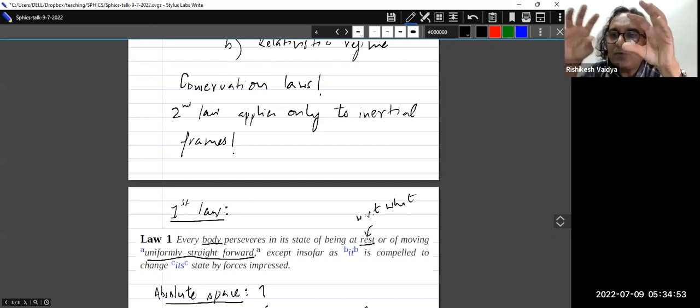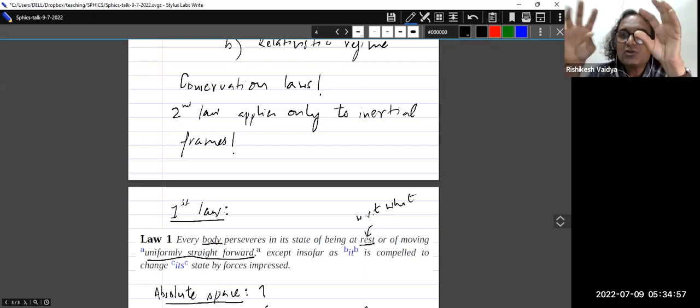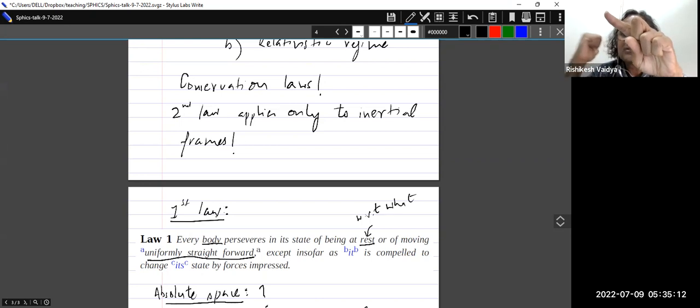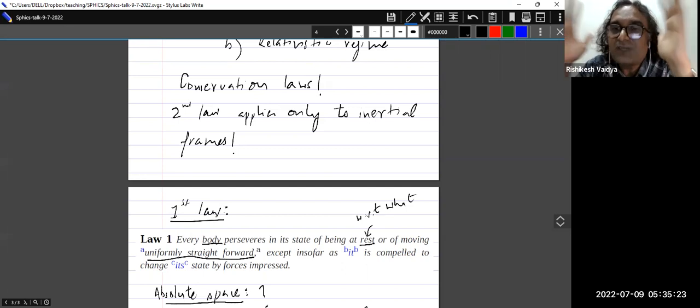Second law, let us look at it in the form of F equals MA. So what does it say? You have a system of interest whose mass is M. The second law bifurcates the universe into two parts, the system of interest and the rest of the universe where forces originate. So forces originate in the rest of the universe and they act upon the system of interest to change its dynamics. That is the essential content of the second law.